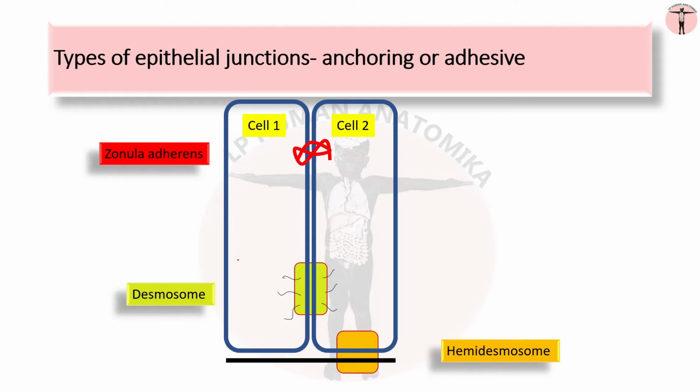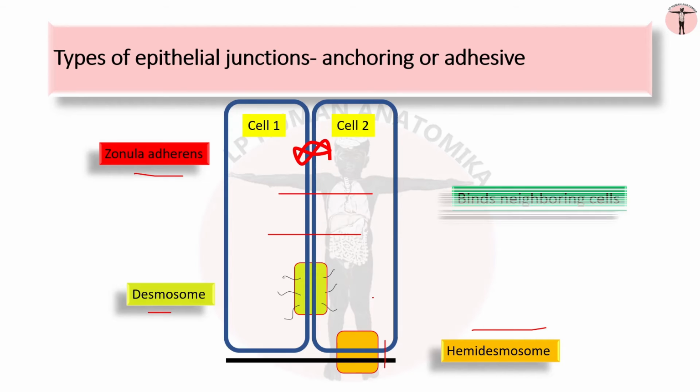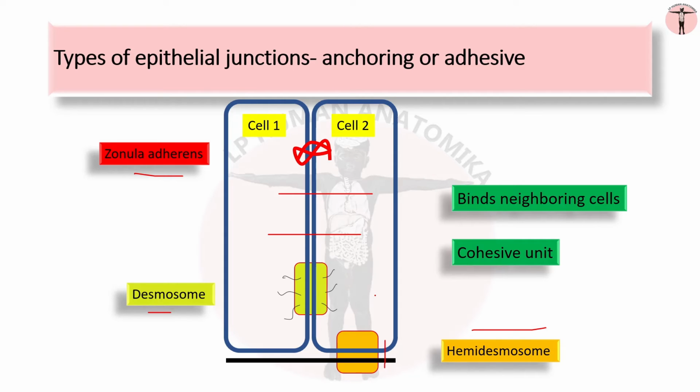Zonula adherens and desmosomes, these two bind 2 adjacent cells, but hemidesmosome binds the cell to the basement membrane or the extracellular matrix. Functions of the anchoring junctions: they bind the neighboring cells. These attachments are stronger than the occluding junctions. It allows a group of cells to function as a cohesive unit.